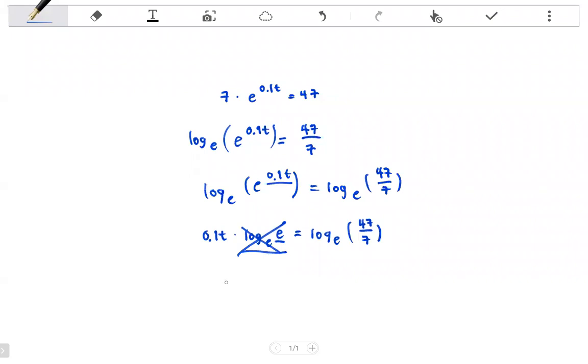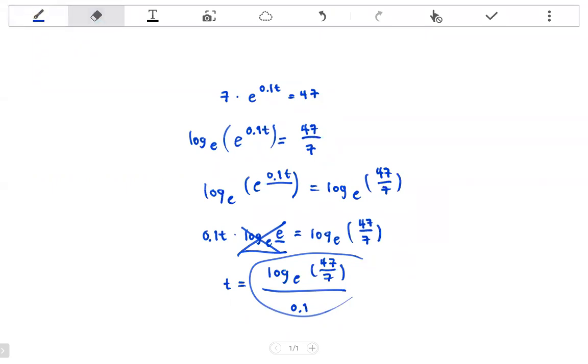So we just divide by 0.1 on both sides, leaving log base e of 47 over 7, all over 0.1. Can't really simplify that any further unless you have a calculator and you want to write it in decimal form. But in a base e format, that should be our final answer.